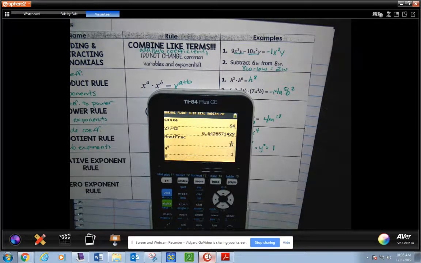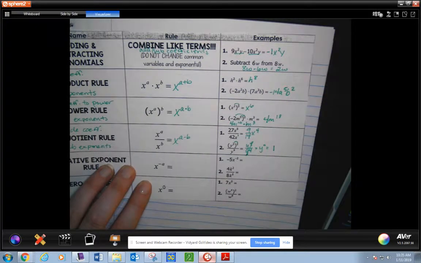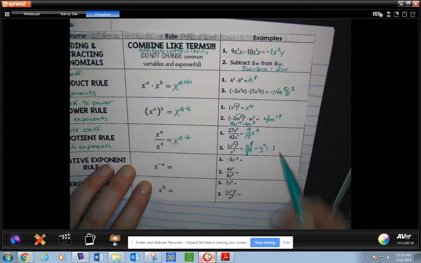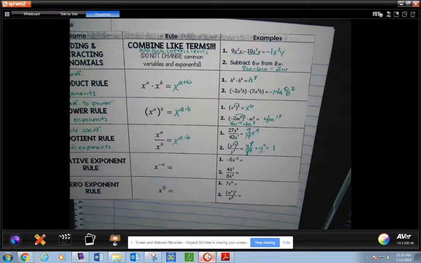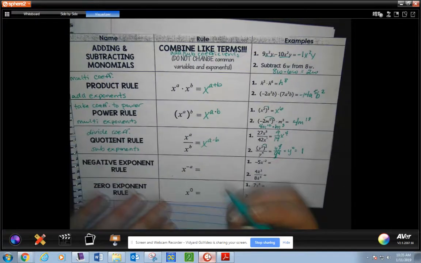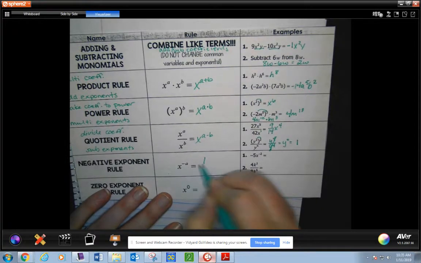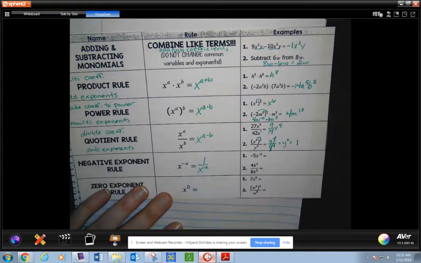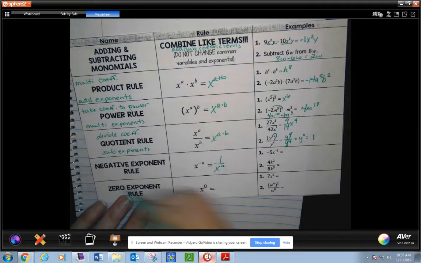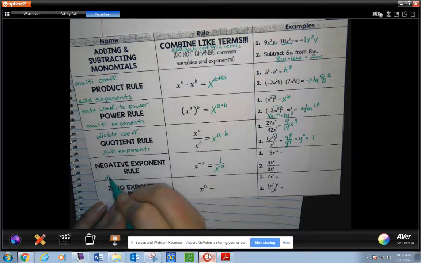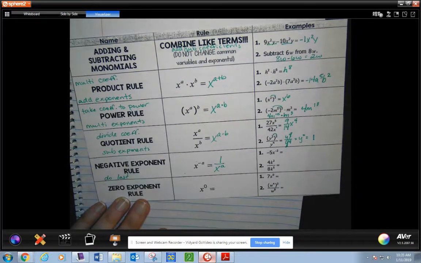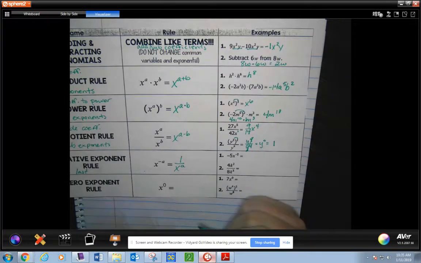You do 5 to the 0. You get 1. So if the letters cancel, your answer is just 1. Your negative exponent rule, this is the rule we worked with last week: if you have x to the negative a, you pretty much just take the reciprocal and make it x to the a. So do that last. You got to fix your negatives last.